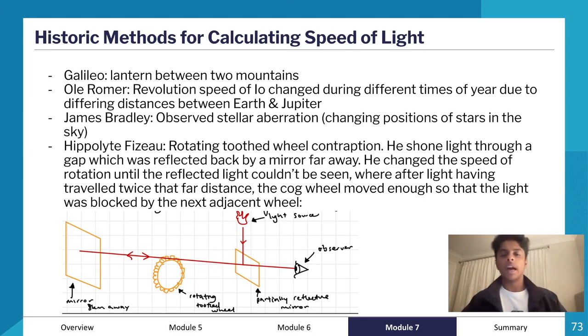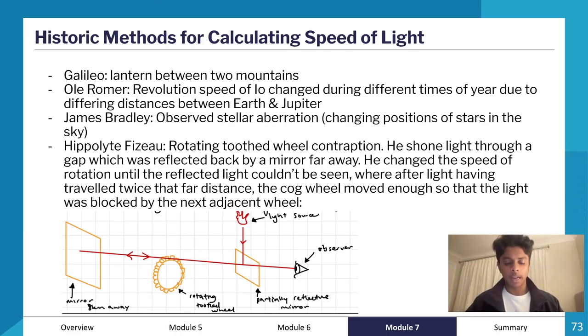And then we have James Bradley. James Bradley observed stellar aberration, which is basically the changing positions of stars in the sky. Using this, he was able to get pretty close. So he was able to get what we use as the speed of light right now. He got 3 times 10 to the power of 8 meters per second, like around there. So that was very accurate, right? We've significantly increased in accuracy moving up now.